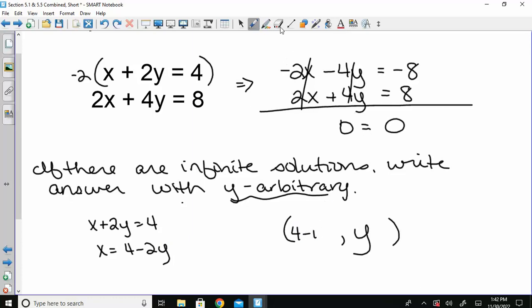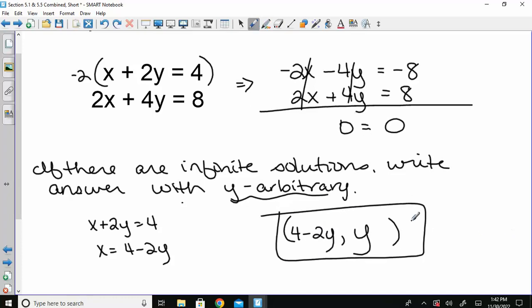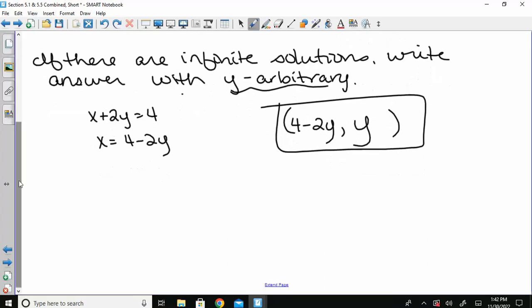So my solution would be every ordered pair where the x value is 4 minus 2y and the y value is y. Okay, and we'll write it like that, a formula for what our ordered pairs would look like.